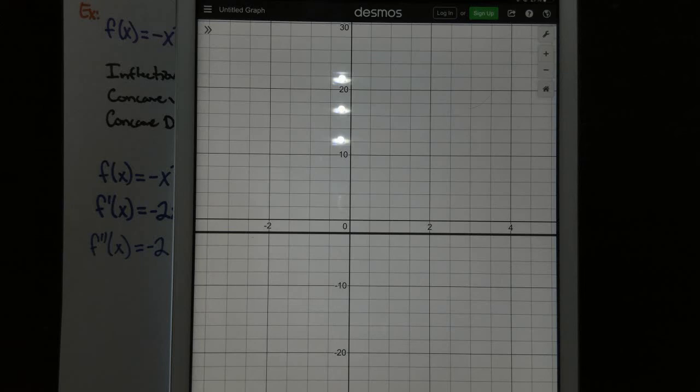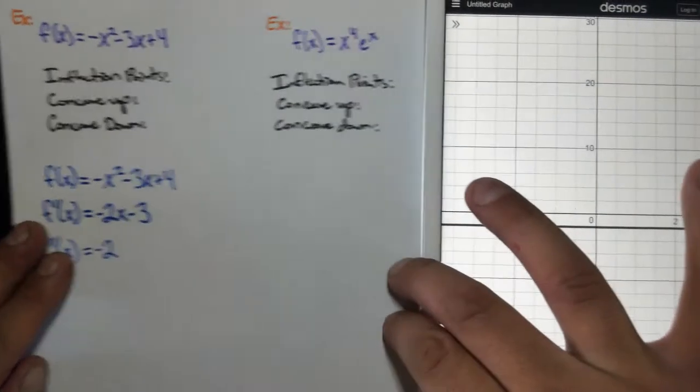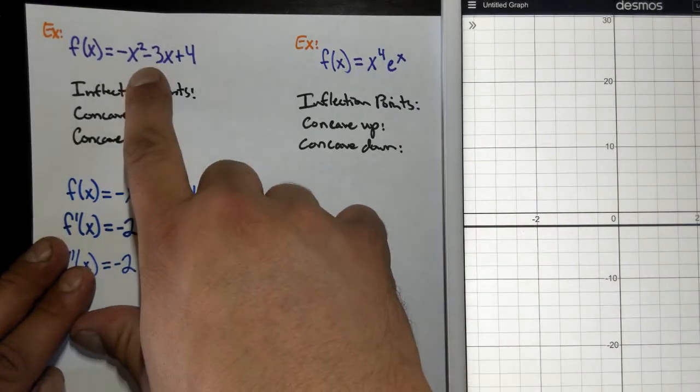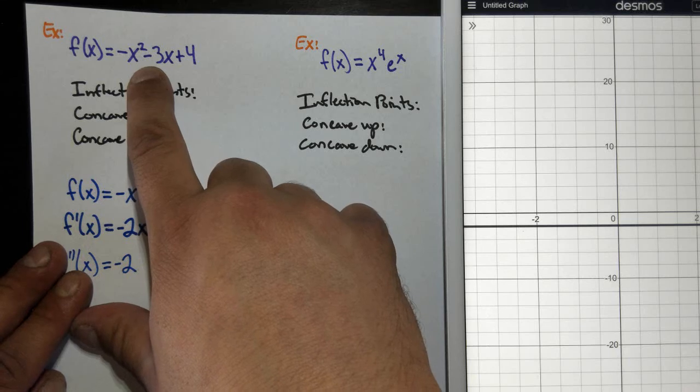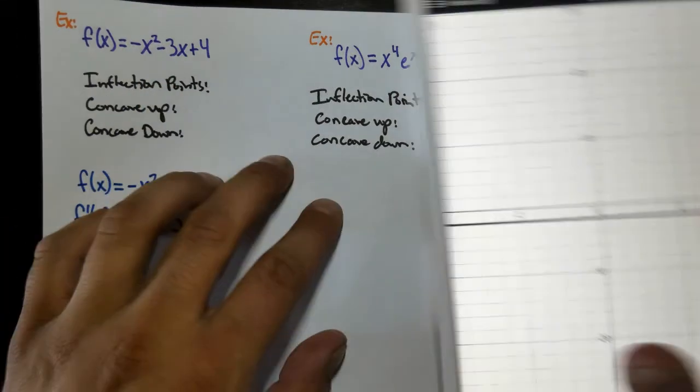And that should make sense, just even looking at our original function. Right? This is an upside-down parabola, or it's a parabola that's opening down, meaning it's concave down the whole time. So let's just double check.